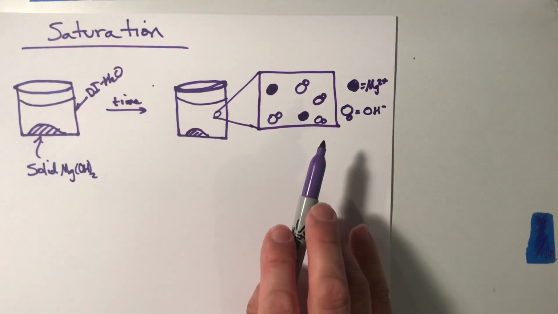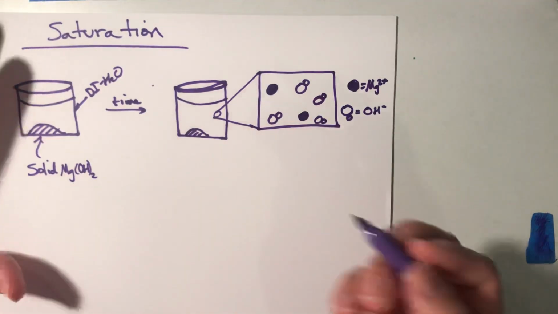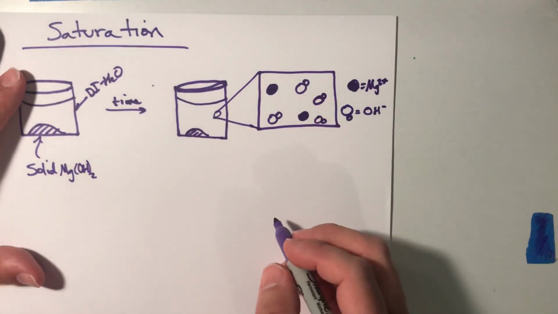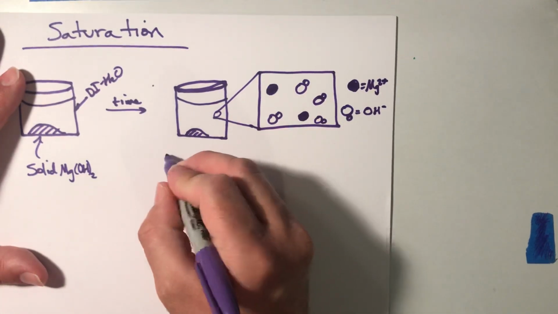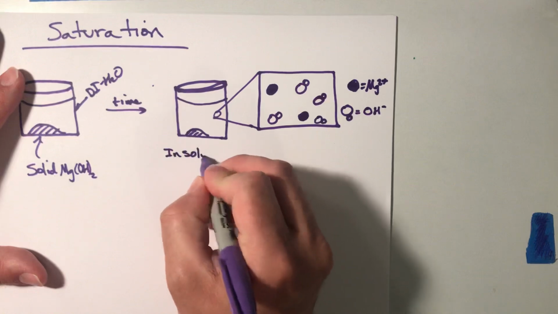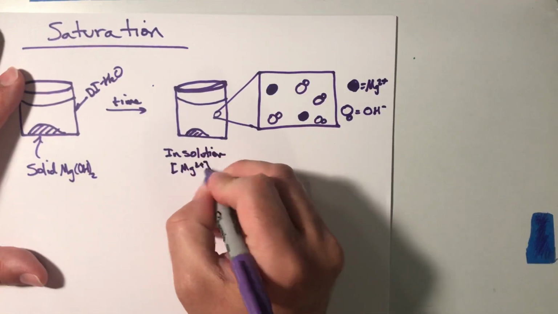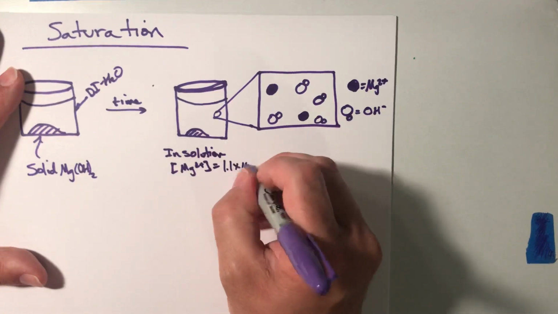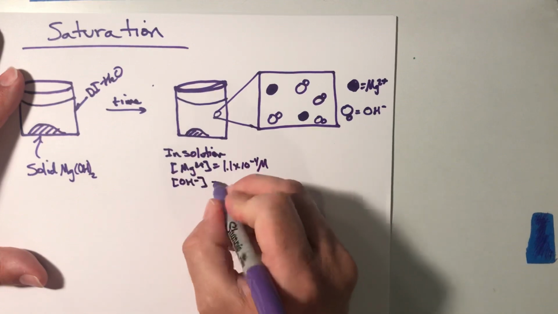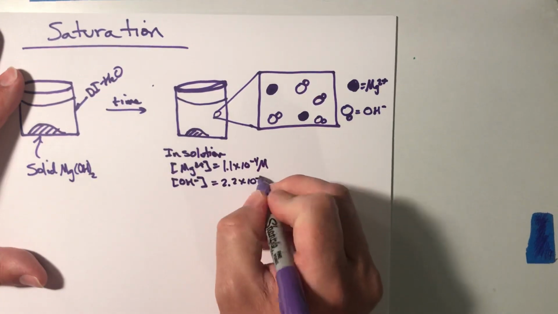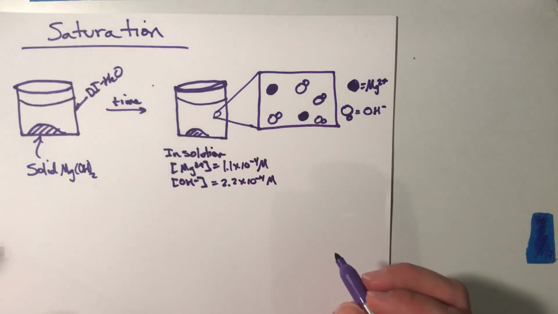All right. Now, we know from our calculations, and if you haven't watched the previous video on solubility product, please go back and look at that, but we know at this point that in the solution, the concentration of the magnesium ions is 1.1 times 10 to the minus 4 molar, and the hydroxide ions have a concentration of 2.2 times 10 to the minus 4 molar. All right. And we know that from doing the KSP calculation.